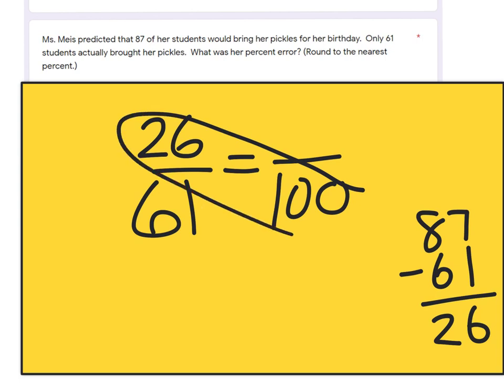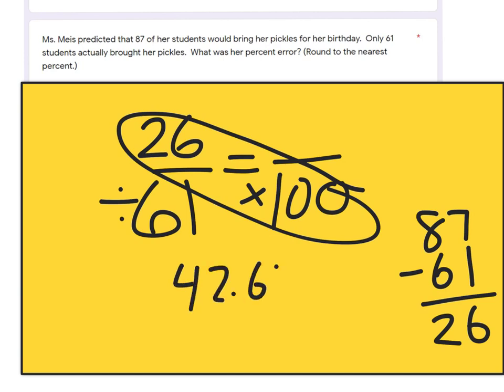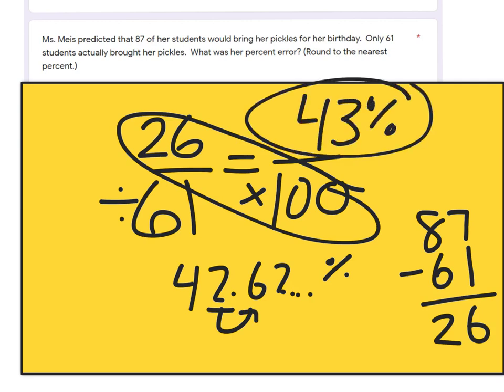Again, you multiply the diagonals, divide by the other one, and we're going to have our percent. It comes out to 42.62 blah blah blah percent. There's your percent. We look behind it, it makes it round up, and your answer is 43%. Miss Mice was 43% off on her prediction.